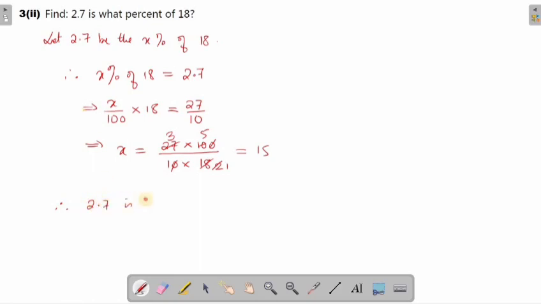So therefore, we say at last that 2.7 is 15% of 18, right? So that's how we need to do this kind of sum. Kindly pause the video and note down your solution.